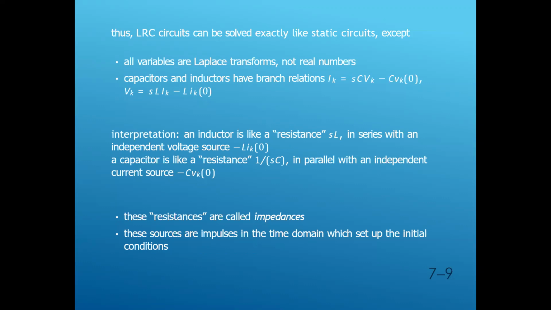Capacitors and inductors have branch relations I k is equal to s C V k minus C v k of 0, and V k is equal to s L I k minus L i k of 0. Interpretation: an inductor is like a resistance s L in series with an independent voltage source L i k of 0. The capacitor is like a resistance in parallel with an independent current source C v k of 0. The resistances are called impedances. These sources are impulses in the time domain which set up the initial conditions.